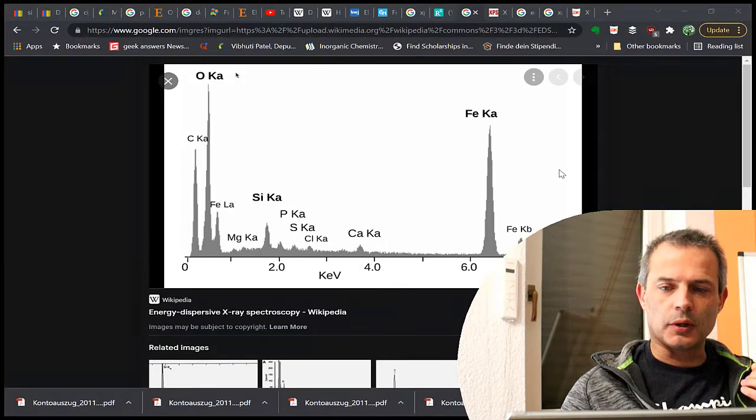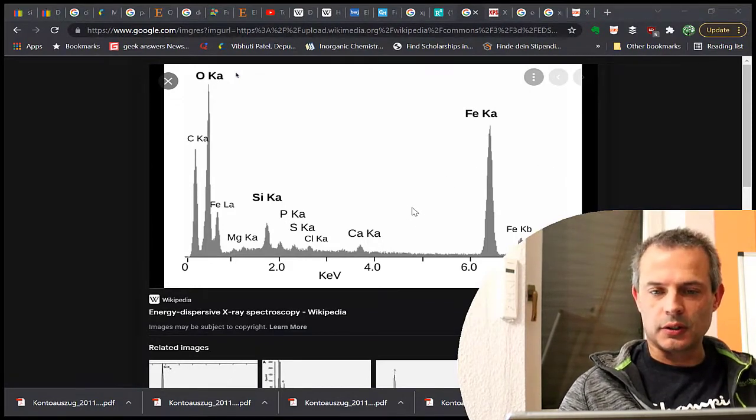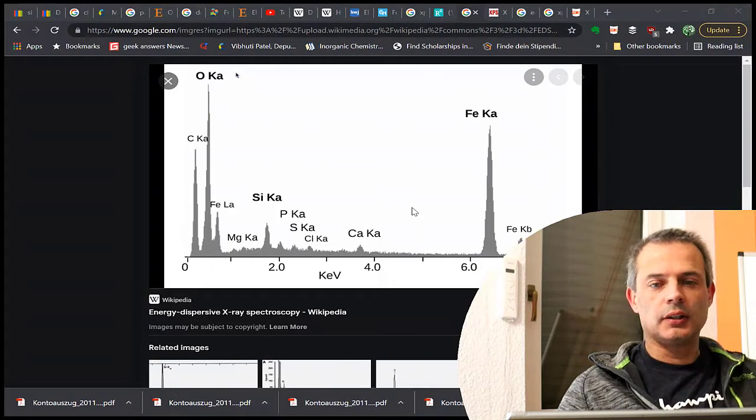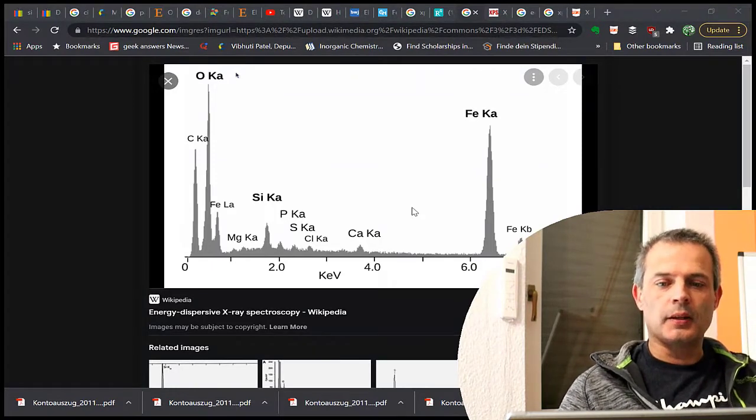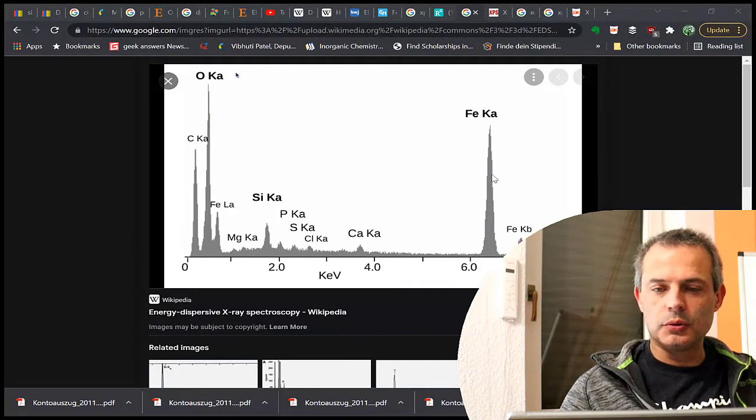So our iron has this iron K alpha, it's got a K beta, and it's also got an L, so that's an electron in a different shell giving out the X-ray. Depending on which one we use to define it, we can get more information out.